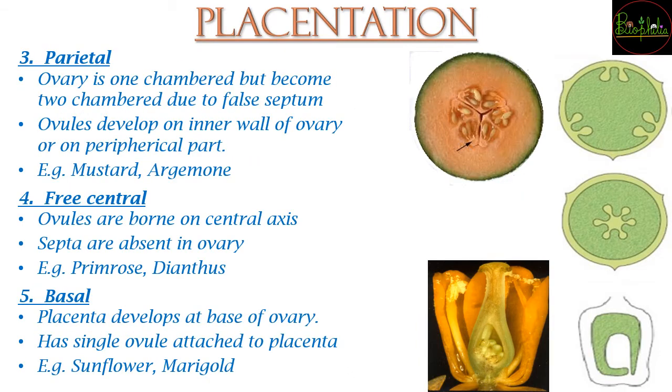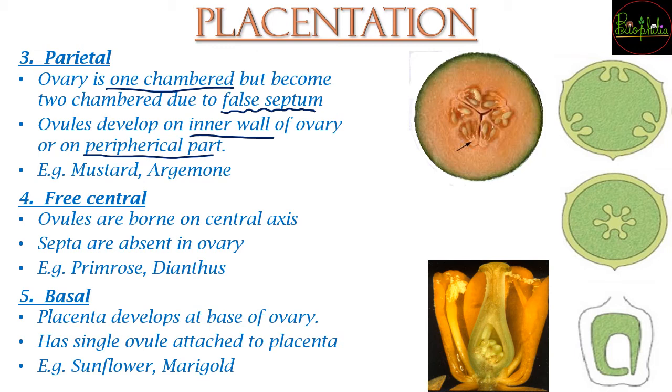The third one is going to be parietal placentation, wherein the ovary is going to have one chamber, and this chamber will seem like two, because there is going to be a false septum. That means originally there is no division there, but it seems to be divided into many chambers. So in such cases the ovules are going to develop onto the inner wall of the ovary, or they can grow onto the peripheral part of the ovary. Such can be seen in the case of mustard or argemone.